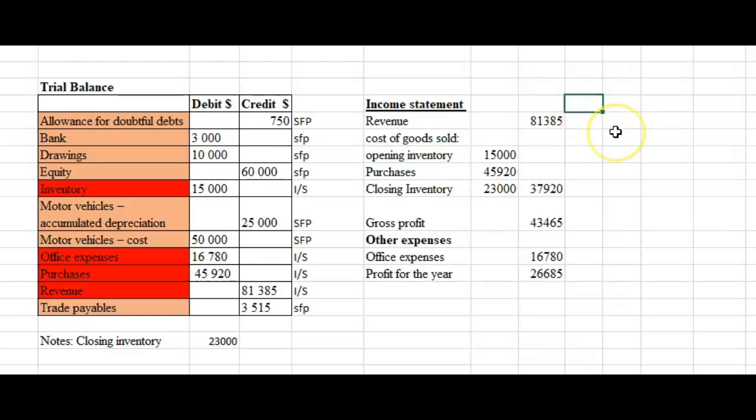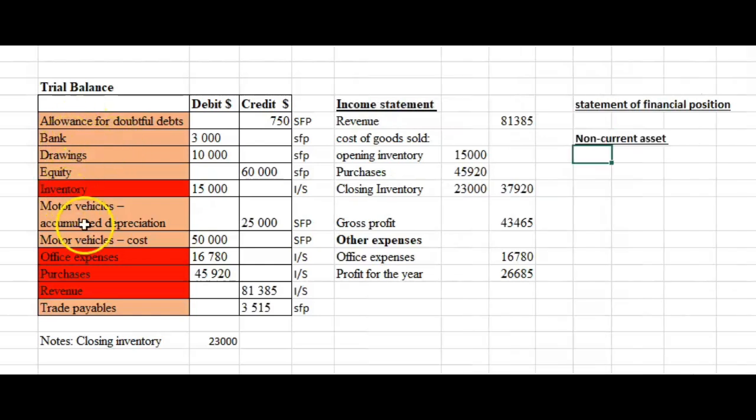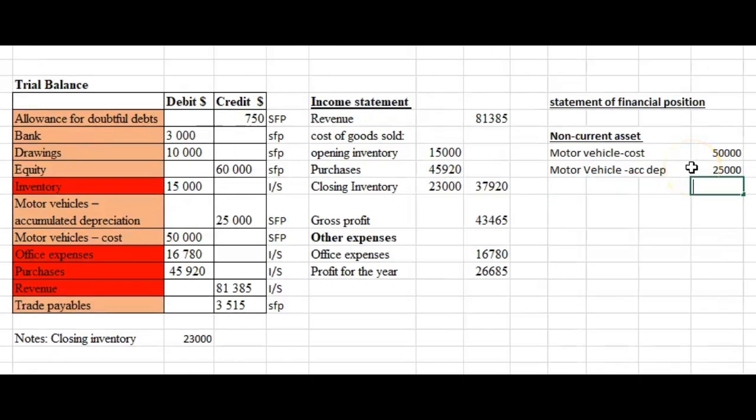After completing the income statement, we move on to the statement of financial position. This statement begins with non-current assets. Non-current assets are assets that the business expects to use for more than 1 year. In this example, motor vehicles are a non-current asset. To record motor vehicles, we first show the cost of the motor vehicles. Next, we show the accumulated depreciation.